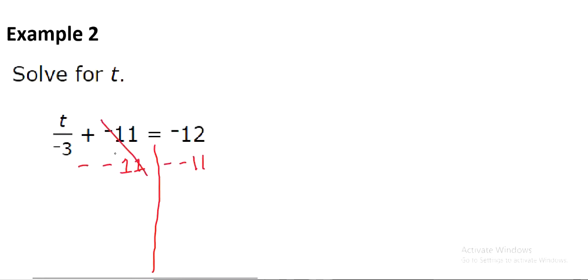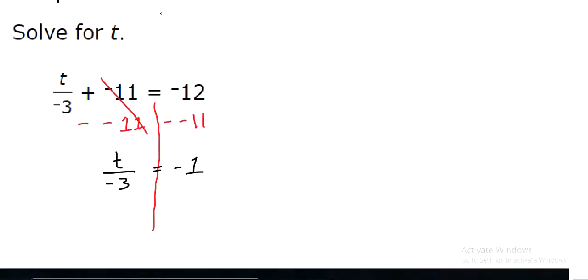These will cancel out. You can test it in the calculator. Do negative 11 minus negative 11. You'll see how it equals 0. And we'll be left with t over negative 3 equals, let's see, negative 12 minus negative 11 will give us negative 1. Okay, we're down to this.